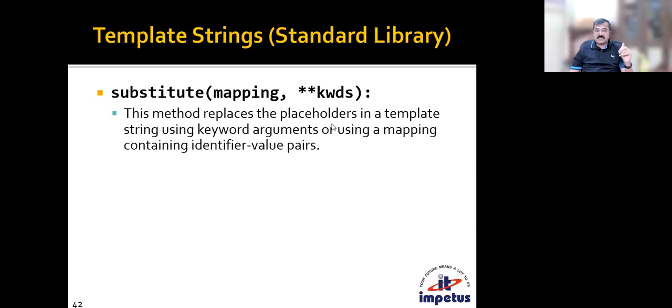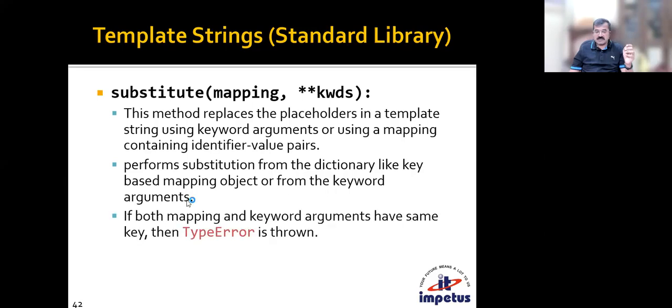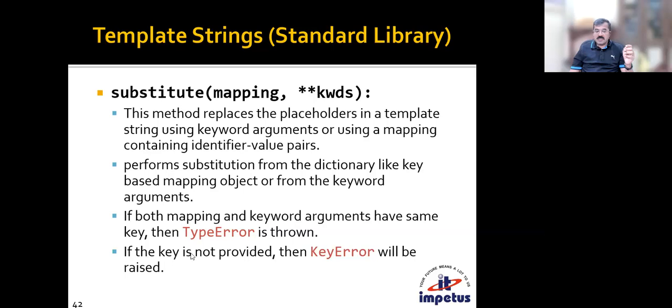This method replaces the placeholder in the template string using keyword arguments or using a mapping containing identifier-value pairs. So in this, we'll have these identifier-value pairs, a key-value kind of combination. It performs substitution from a dictionary-like key-based mapping object or from keyword arguments. If both mapping and keyword arguments have the same keys, then a type error is thrown. If they are not provided, a key error will be raised.